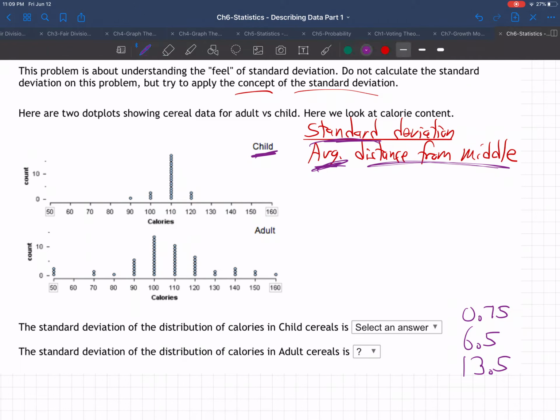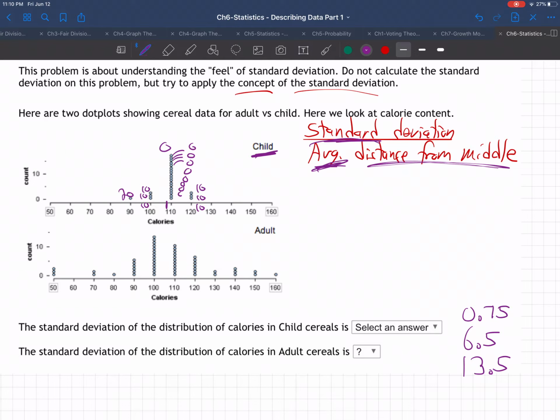Let me do this again. If this is the middle, about right there, all these dots are 0, 0, 0, 0 from the middle. This one is 10 above the middle. So 10, 10, 10 for those 3 dots. This is 10, 10, 10, and this one's 20 from the middle.